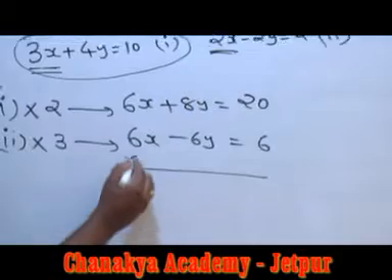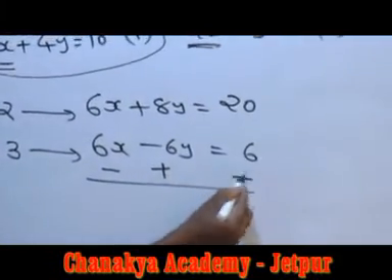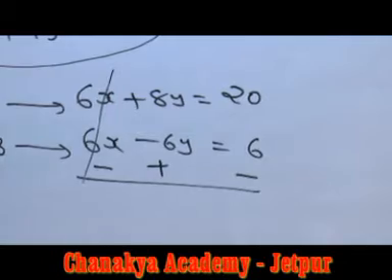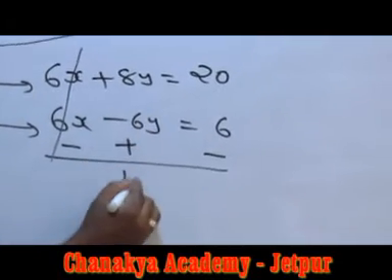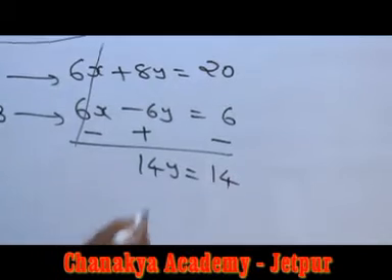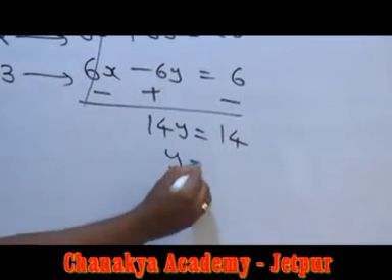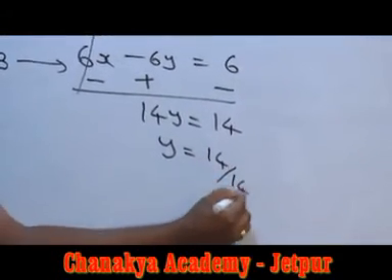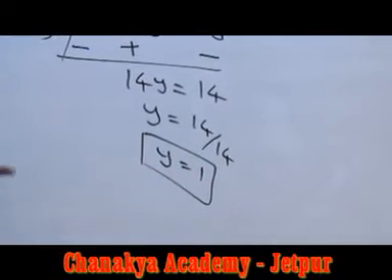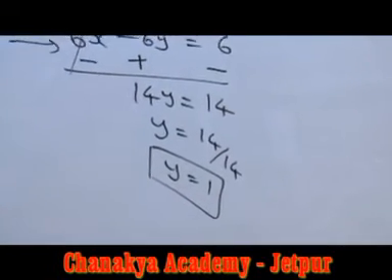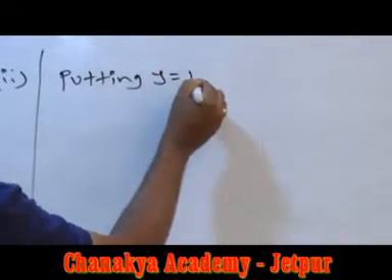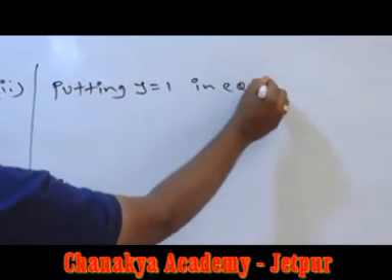Now changing sign, minus plus minus, 6x minus 6x will be cancelled. 8y plus 6y will give 14y, 20 minus 6 will give 14, 14y equal to 14, y equal to 14 divided by 14, value of y will be 1. Now putting value of y equal to 1 in equation number 1.